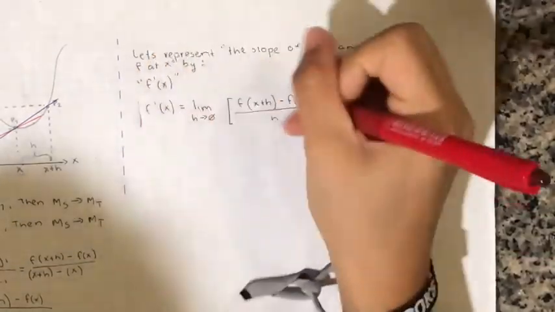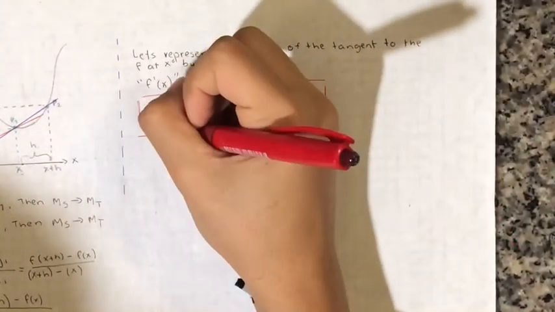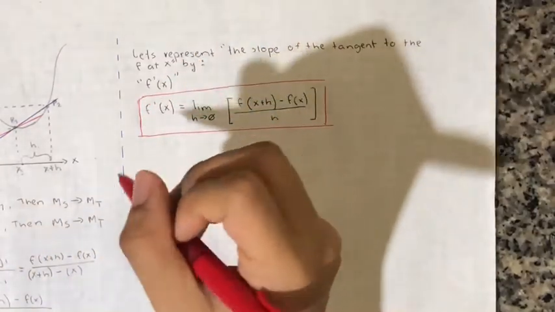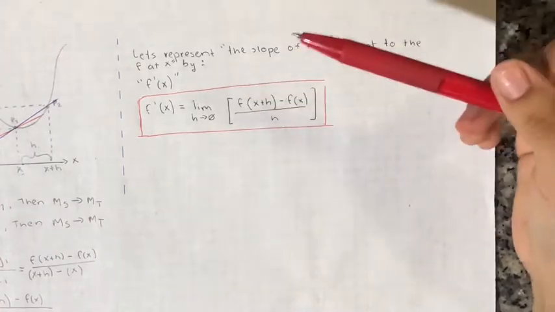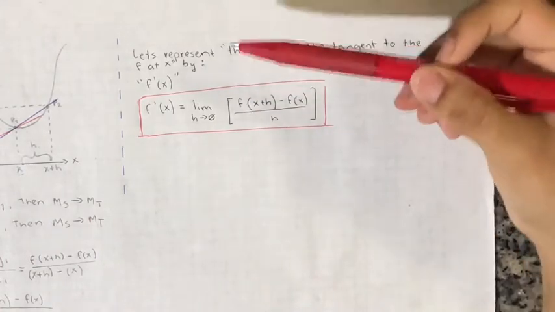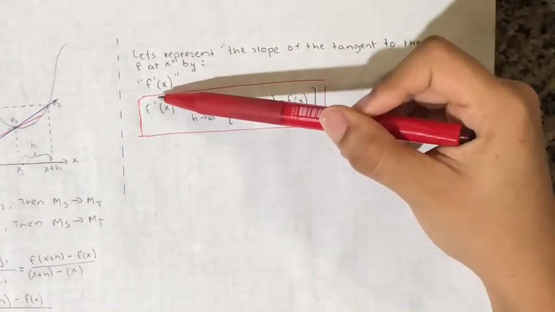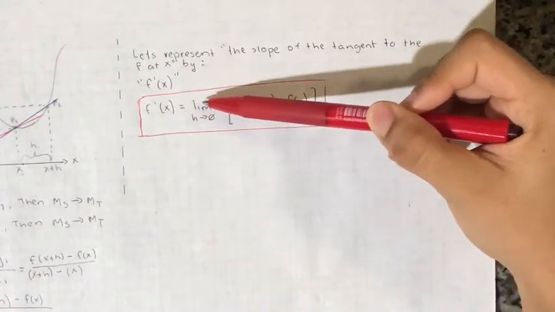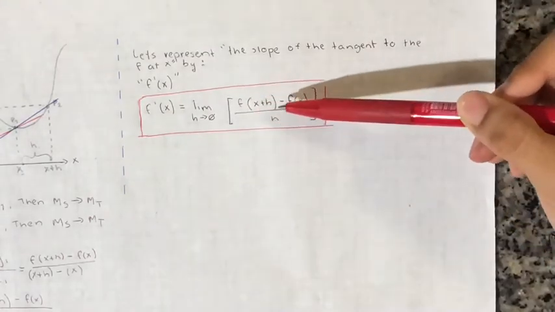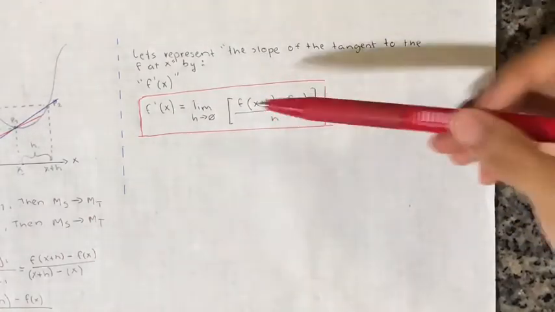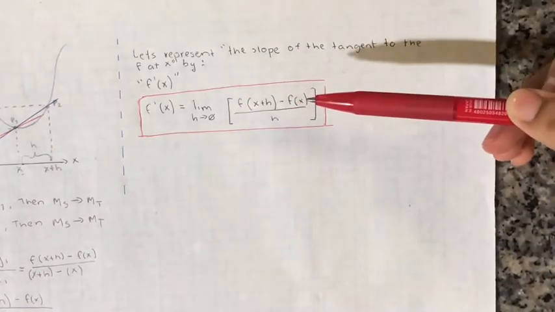And this would be the formula to calculate the slope of the tangent of any function at any point. I can read it the following way: f prime of x is equal to the limit as h approaches 0 of this quotient, which is the slope of the secant line, f(x plus h) minus f(x) over h.